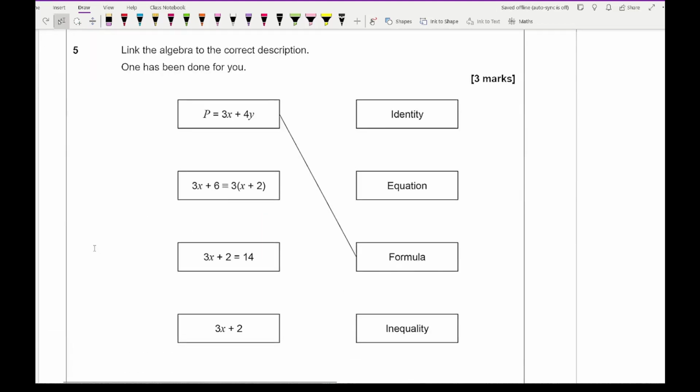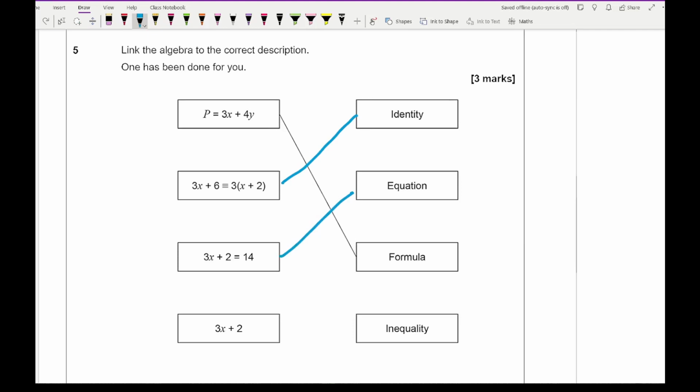Then moving on to question 5, again another matchup one, which says link the algebra to the correct description. So again, looking at number 2, the first one's been done for us. So looking at the next one, we can see we've actually got a triple equal sign. So that there is going to be an identity straight away. Anything with that triple equal sign is always going to be an identity. Then for the third one, you can see we've got one letter and an equal sign. So that's going to be an equation.